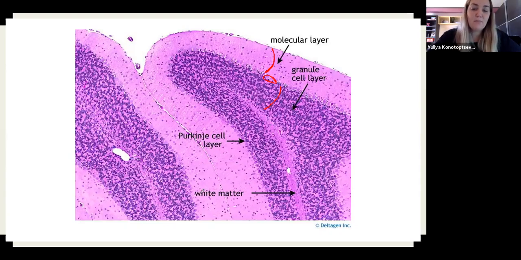The white matter, the core of the cerebellum, has a different name. There's a Latin name for it. It is also known as the lamina alba. So white matter of the cerebellum is also known as the lamina alba.